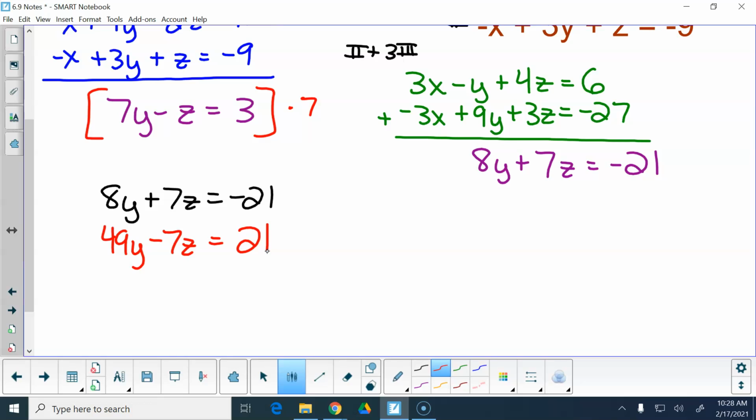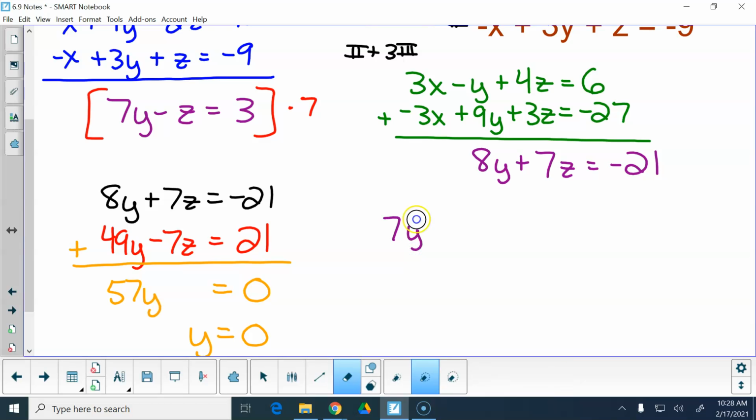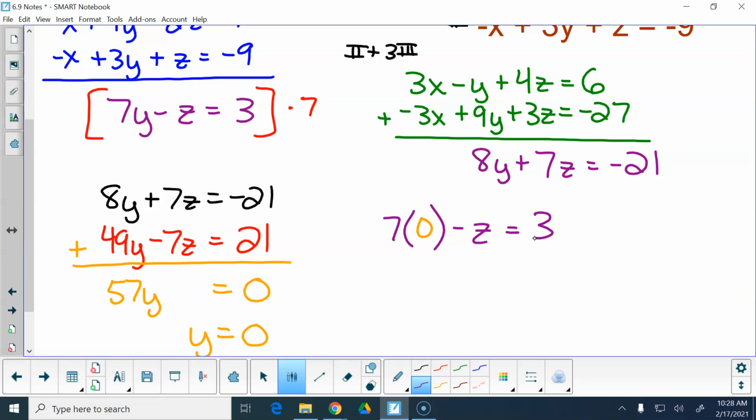Right? All that for y equals 0. If y equals 0, then 7 times 0 minus z has to be 3. 7 times 0 is 0, so this is just negative z equals 3. So z equals negative 3.